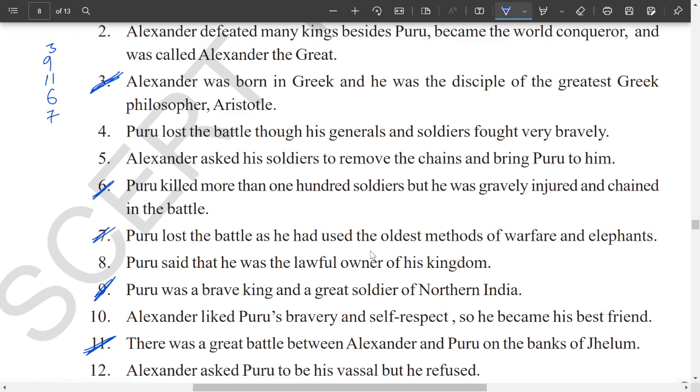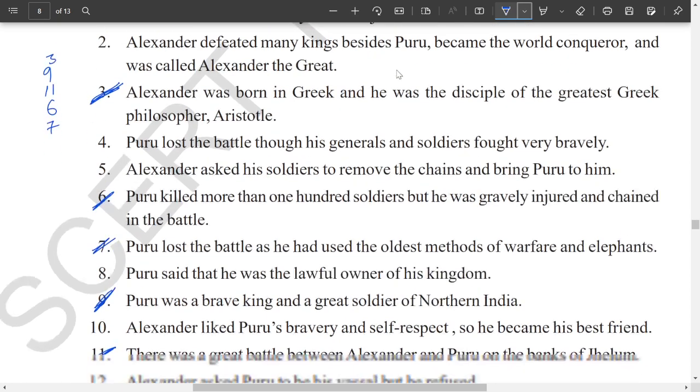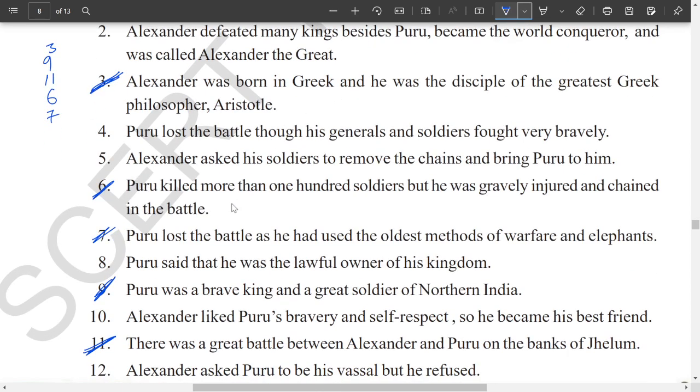Alexander asked Puru to be his vassal, cannot be. Alexander liked Puru's bravery, no. Lawful owner, no, cannot be used. Puru lost the battle, though his generals and soldiers fought very bravely. Okay. Look at the first one. Can we use the first one? Alexander asked Puru why he had rejected his offer. No, cannot be used. Puru lost the battle, though his generals and soldiers fought very bravely.